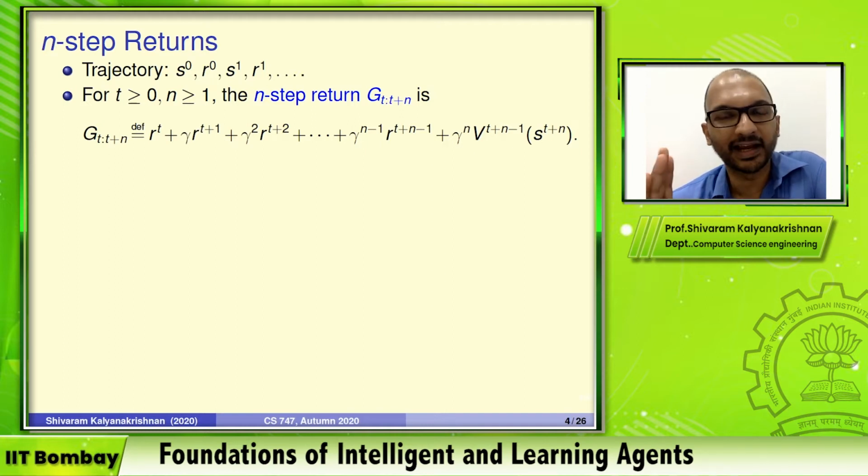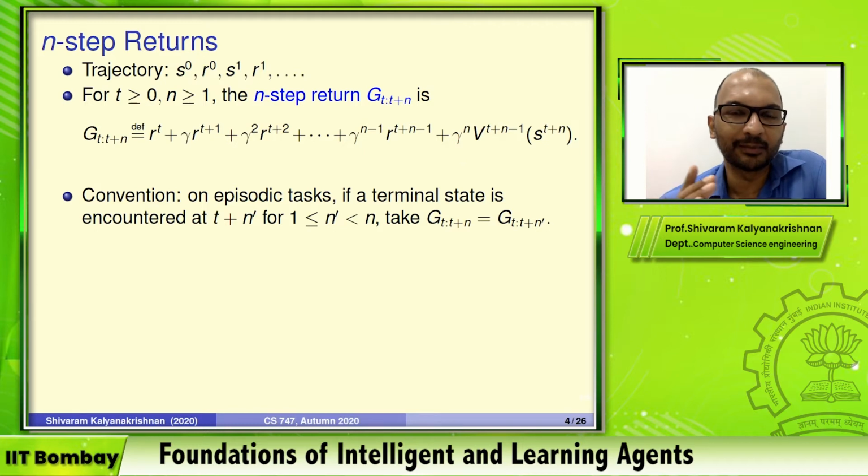When you make n larger and larger, you're going to get more and more of these updates. We have to be a little bit careful about the episode actually terminating before n steps. This could happen in an episodic task. So we will go with the convention that if you're trying to estimate G t to t plus n, but then your episode ends before t plus n time steps, at t plus n prime for n prime less than n, then what is G t to t plus n? Let's just take it as G t to t plus n prime.